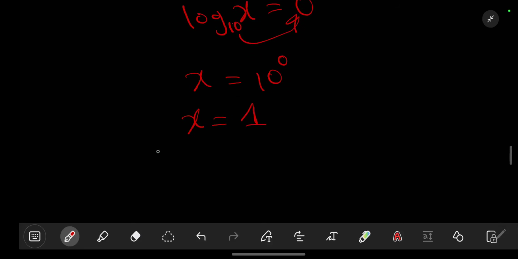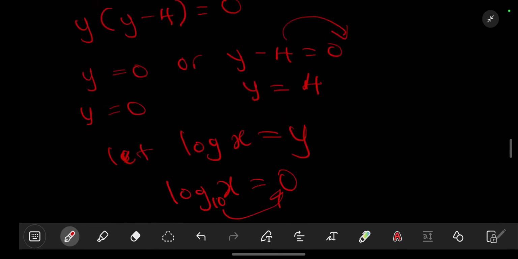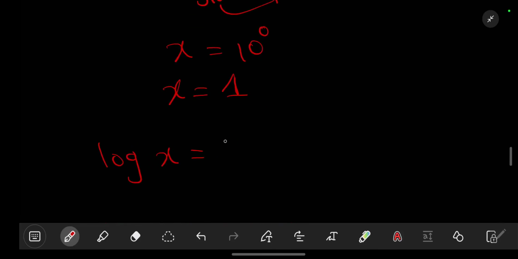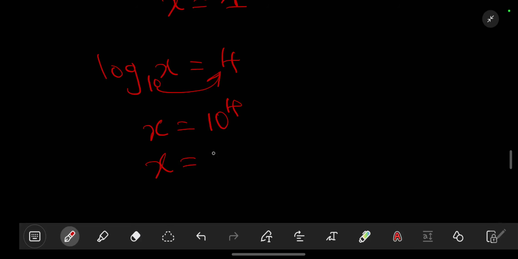Then for this other one, we are going to have the log of x should be equal to, we have the other y is 4, so we are going to put 4 there. So this is our 10, so x is equal to 10 to the power 4. Since it's 10 to the power 4, it means to say we are going to have 4 zeros, so x is equal to 10,000, like that. So this is the answer to that problem.